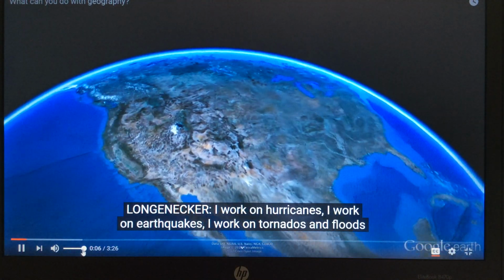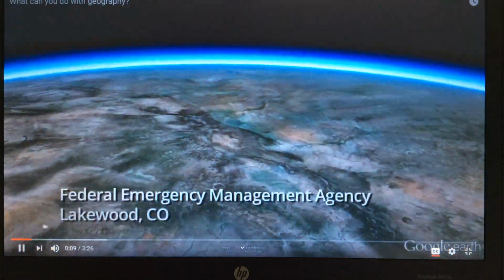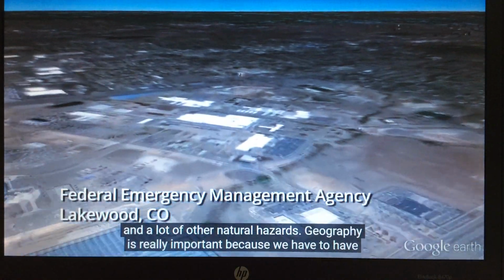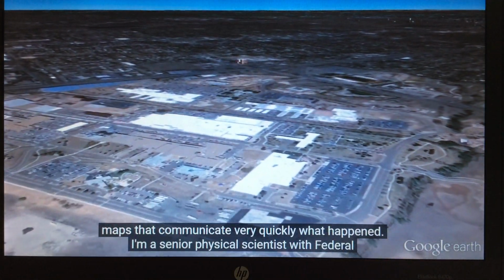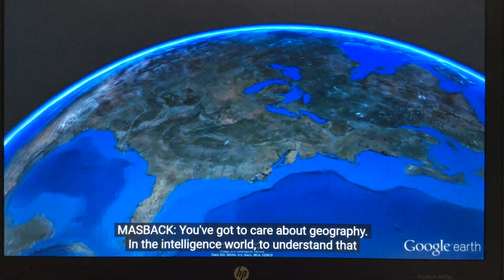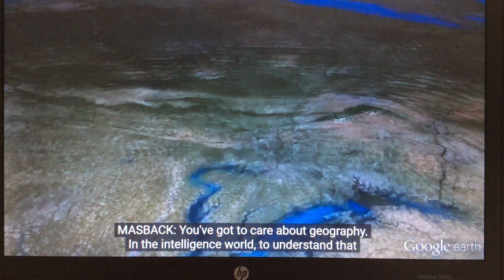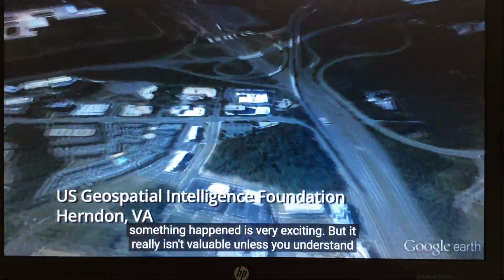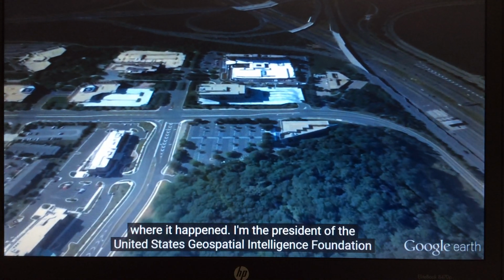I work on hurricanes, I work on earthquakes, I work on tornadoes and floods and a lot of other natural hazards. Geography is really important because we have to have maps that communicate very quickly what happened. I'm a senior physical scientist with the Federal Emergency Management Agency, FEMA, and my name is Gene Longenecker. You've got to care about geography. In the intelligence world, to understand that something happened is very exciting, but it really isn't valuable unless you understand where it happened. I'm the president of the United States Geospatial Intelligence Foundation, and my name is Keith Masback.